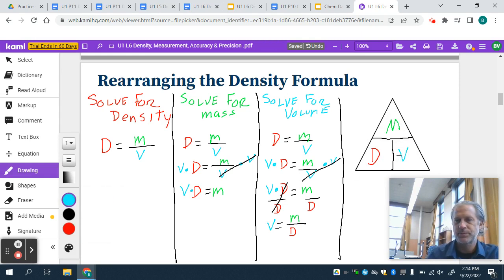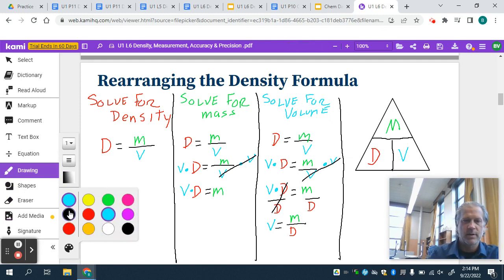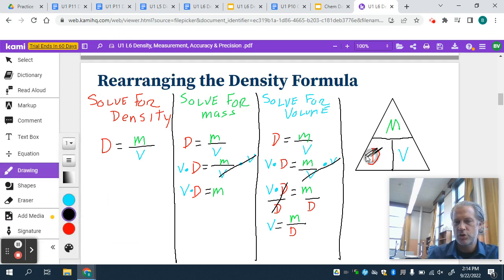Now, the point that I want to make here is that if we want to solve for density, we cover up density, so I'm just going to take this guy right here and cover it. What I'm left with is mass over volume. And when I'm left with mass over volume, it looks a lot like the formula density is equal to mass over volume. So that tells me I'm going to divide.